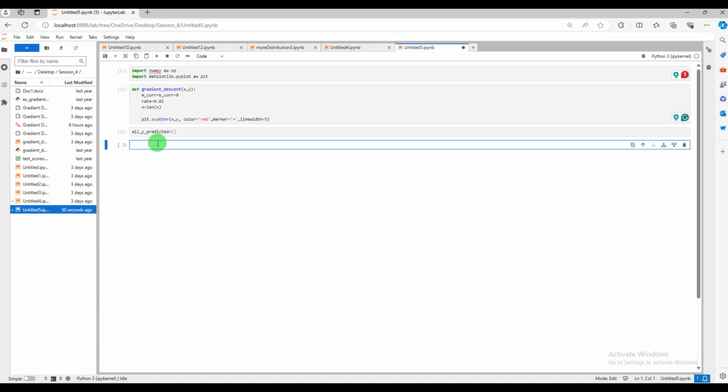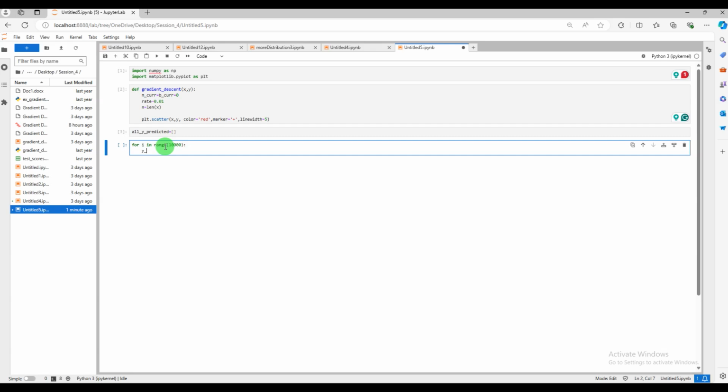Okay, after that, start a loop that will iterate 10,000 times for the gradient descent optimization. So we need to write for i in range 10,000.